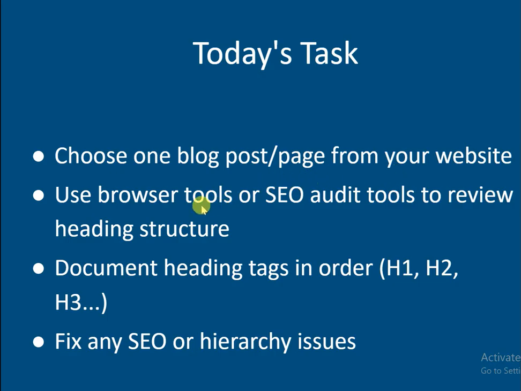Then use the browser tools which I showed you manually, or some of the audit tools. I will show you one audit tool which will help you, so use that to find out the issues. Finally, fix any SEO or hierarchy issues you find. That might mean changing headings, merging unnecessary ones, or correcting skipped levels. This hands-on practice will help reinforce the importance of heading structure and make your content more SEO friendly and user friendly at the same time.